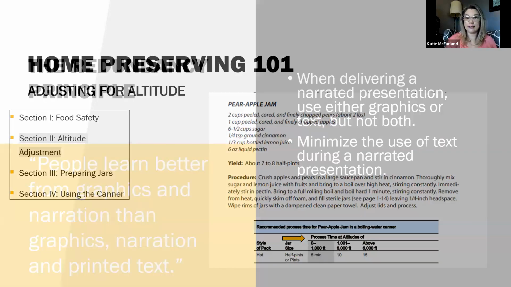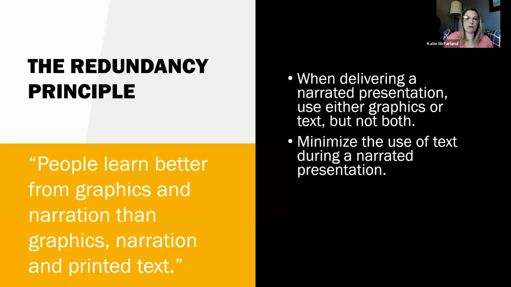The redundancy principle: people learn better from graphics and narration than from graphics, narration, and printed text. This is what we were talking about with the split attention effect, because if there's too much going on and trying to come in through the audio and visual receptors, we're going to overload that system and people aren't going to be able to remember. So when you're giving a narrated presentation, it's a good idea to have either graphics or text, but not put both on there.